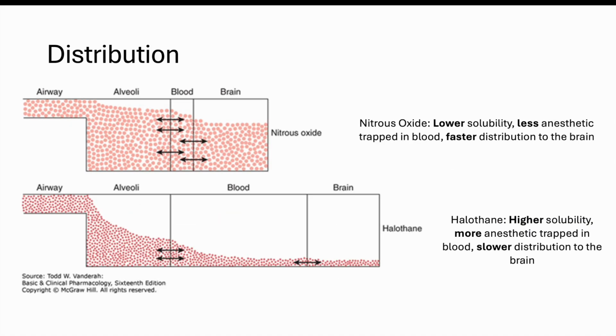This figure from Katzung's pharmacology depicts the blood-to-gas partition coefficient in another way. It shows that nitrous oxide, an anesthetic with a lower solubility in blood, more rapidly distributes out of the blood and into the brain. By contrast, halothane, with a higher solubility in blood, distributes out of the blood and into the brain much more slowly. Another way to think of this is that the size of the blood compartment is much smaller for nitrous oxide than it is for halothane.